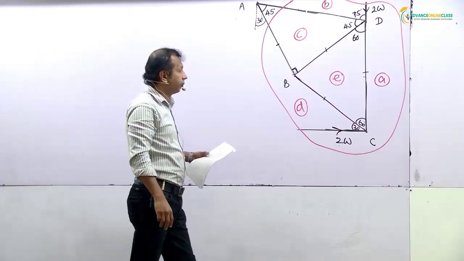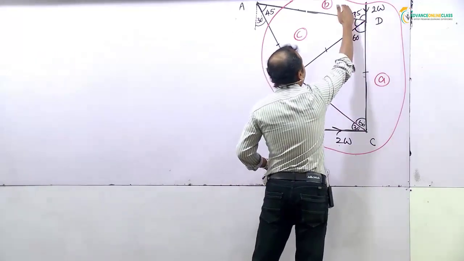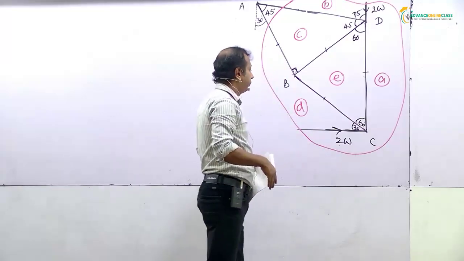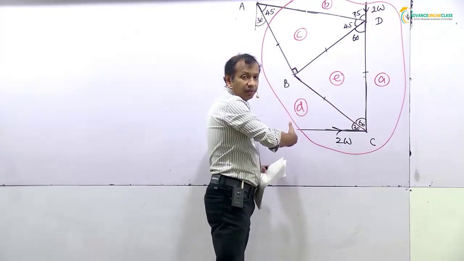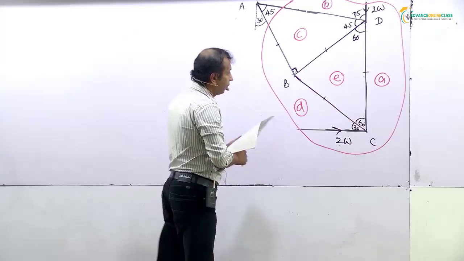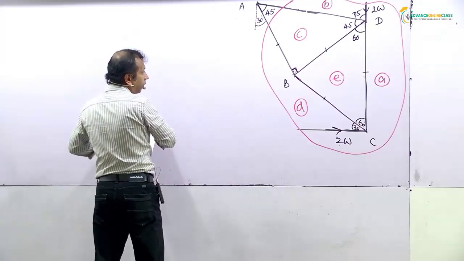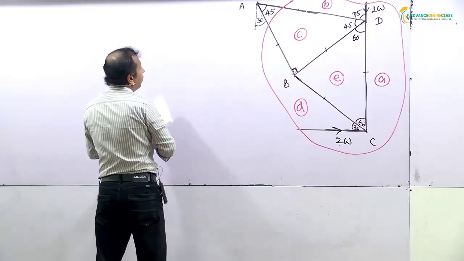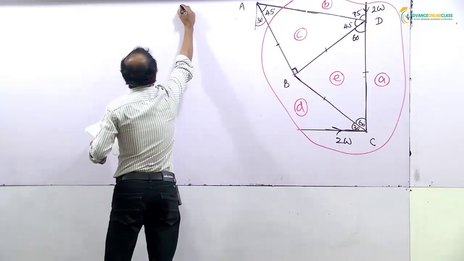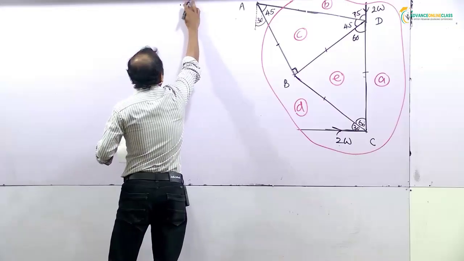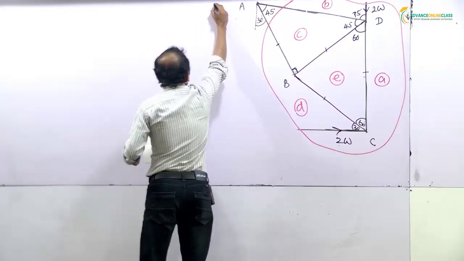Yes, now here. AB downward W, DA rightward W. No, all right. AB downward W. AB downward W, this way. AB downward W.